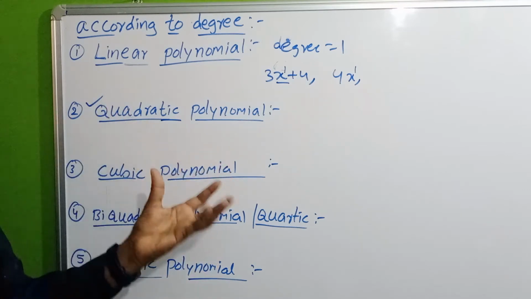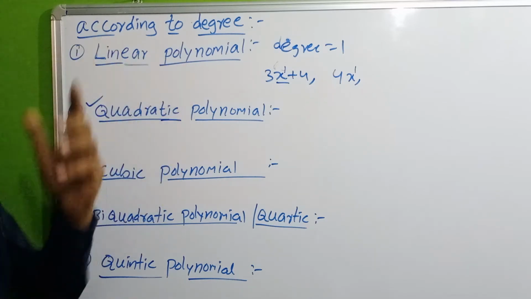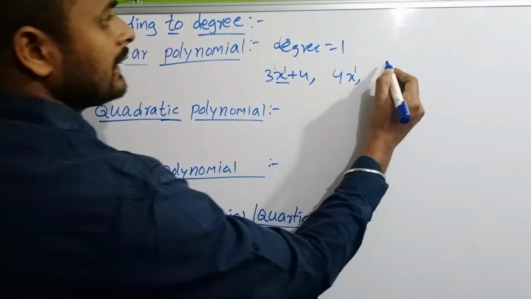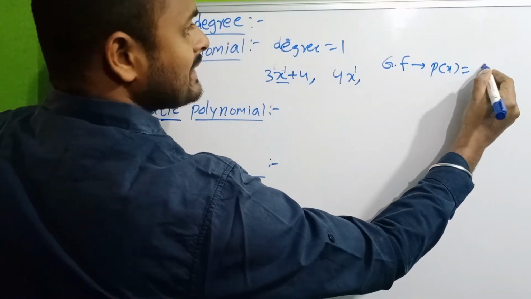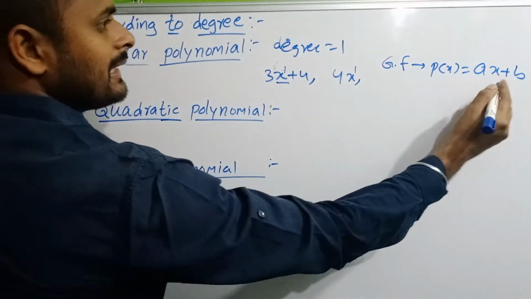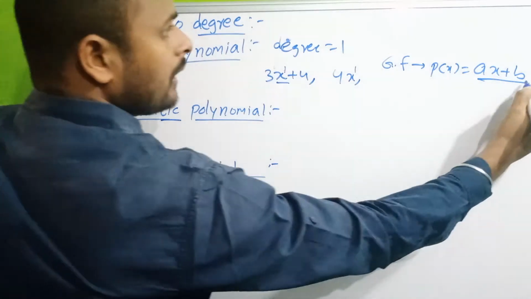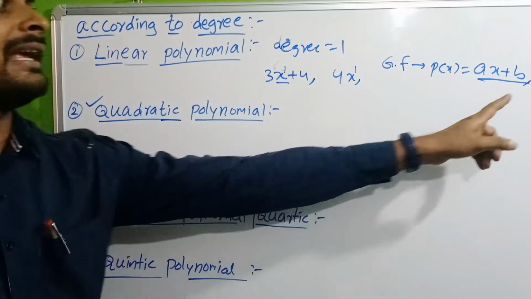So by this way we generalize the equation of a linear polynomial. So what is the general form of a linear polynomial? Means the general form of linear polynomial is p of x is equal to ax plus b. So ax plus b is a general form of a linear polynomial where a is not equal to 0. That means here a is not equal to 0.